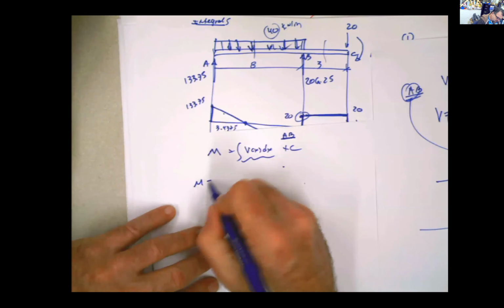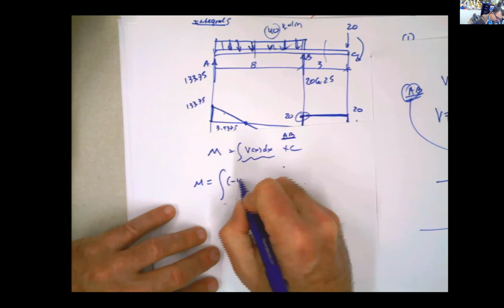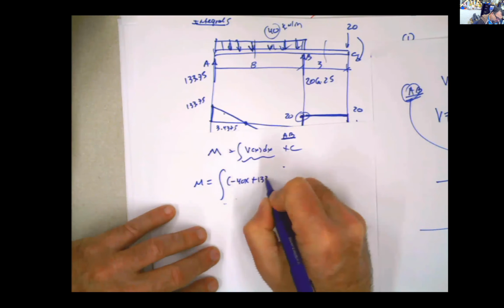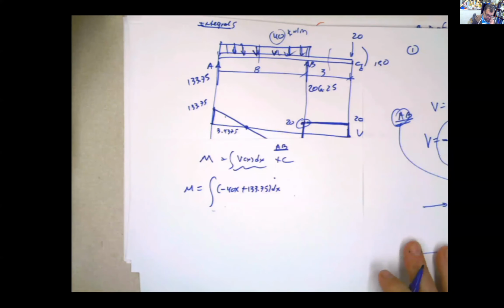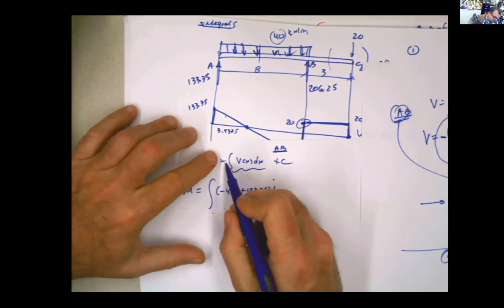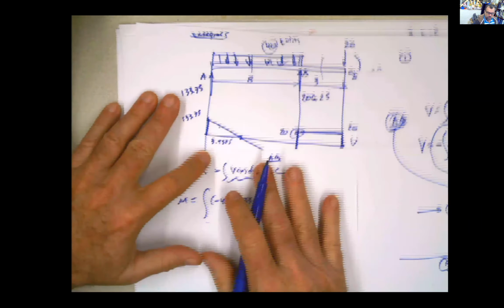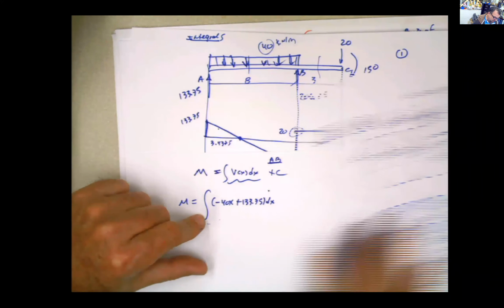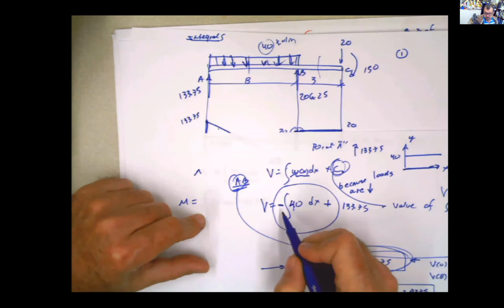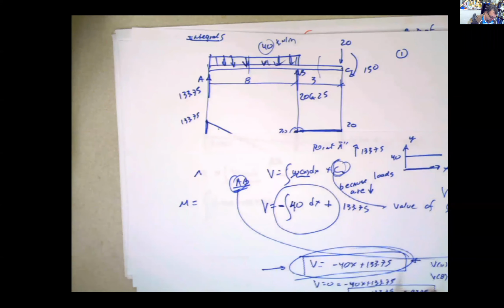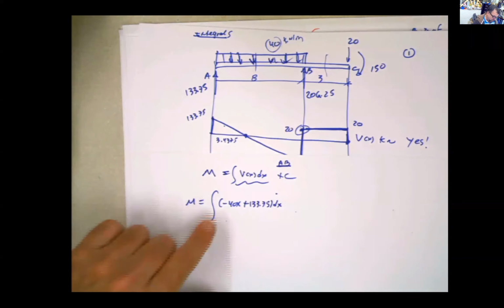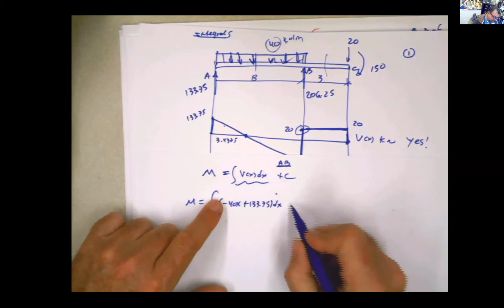So the moment is going to be the integral of negative 40x plus 133.75 dx. And you do not put a negative sign here because then you will be using a double negation, a double negative, which makes it positive. So forget about that. The only way that you put the negative sign is when you study the shear. The negative sign is already included in the moment and so forth. So here you don't put any, you integrate this plus C.